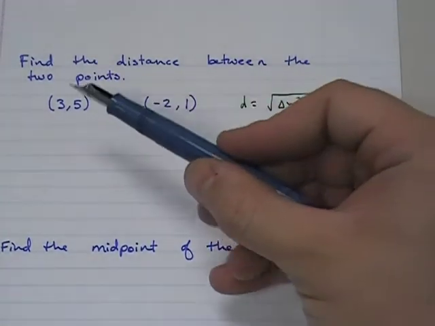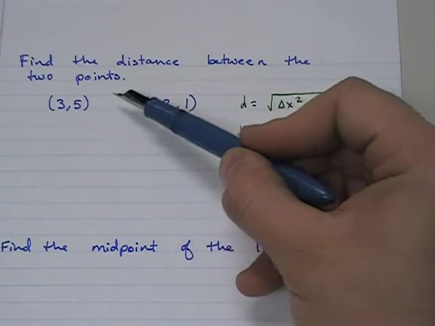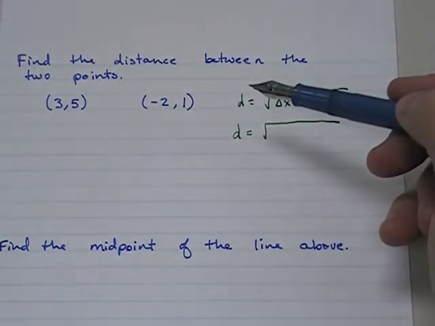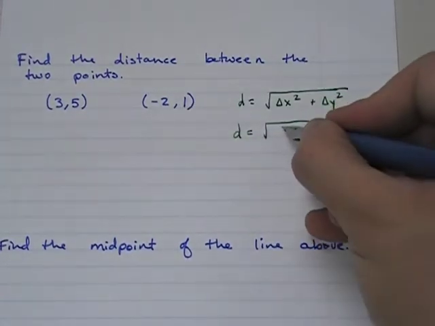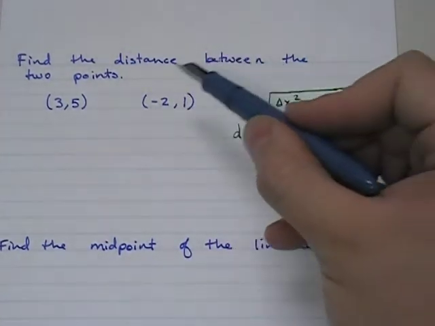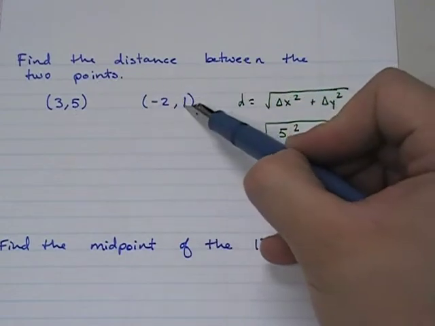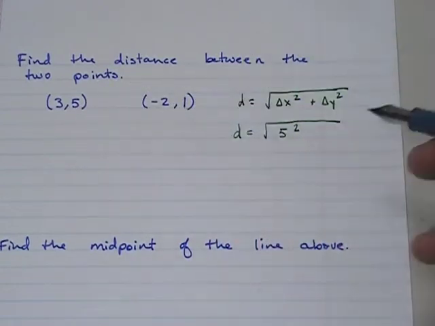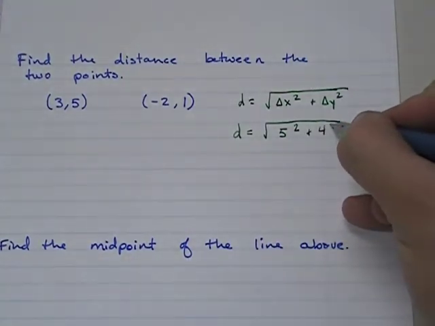Well, what is the change in x? If I go from 3 to -2, how far did I walk on the number line? I walked 3 steps and then 2 more steps in the negative. So I walked a total of 5 steps in the negative. Change in y, I went from 5 to 1. How many steps on the number line would that take? It would take 4 steps on the number line.